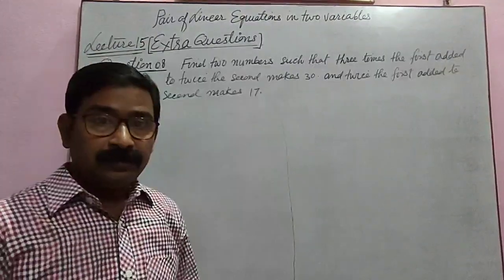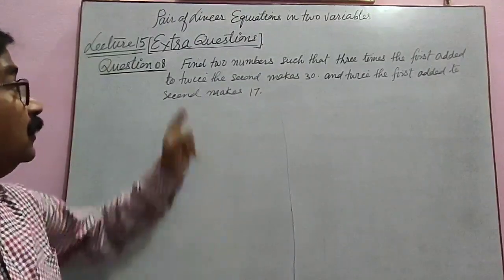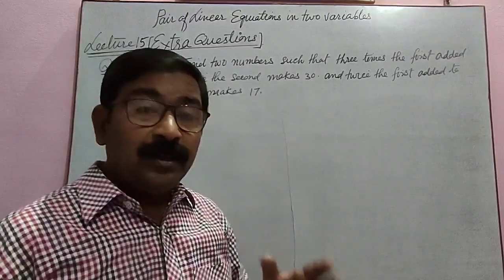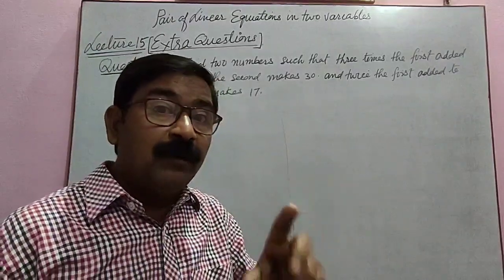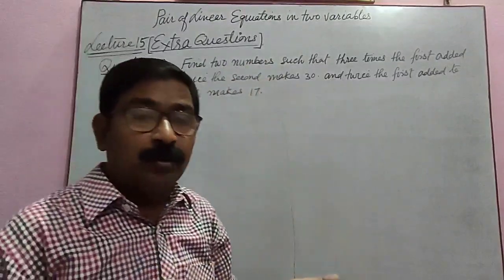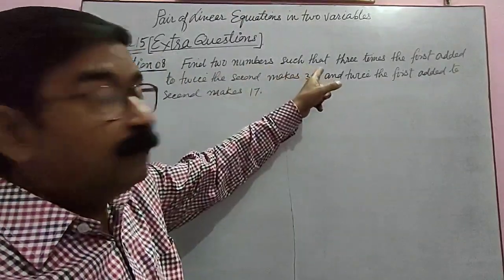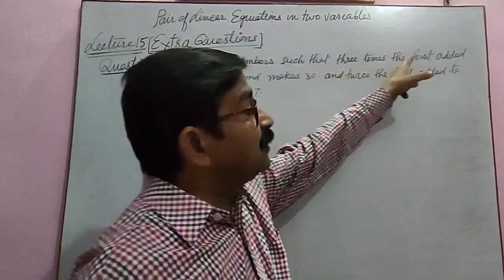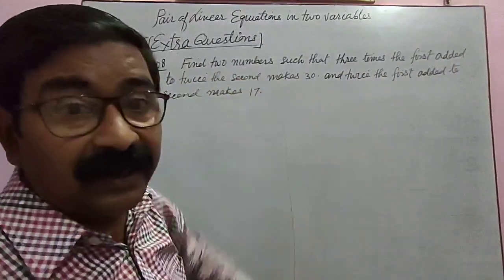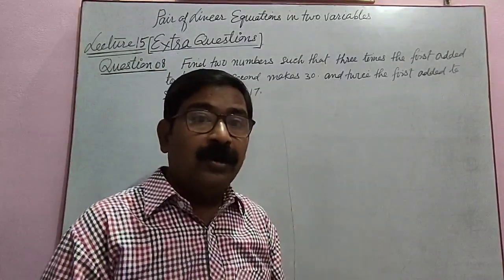Is it okay? Now students, here in this question, see, find two numbers. In the previous question we had a 2-digit number. There was only one number of 2 digits. Here we have two numbers. We don't know whether it is a 1-digit or 2-digit number. We only have to find two numbers. So two numbers such that 3 times the first added to twice the second makes 30. Means 3 times the first number and 2 times the second number, total is 30.